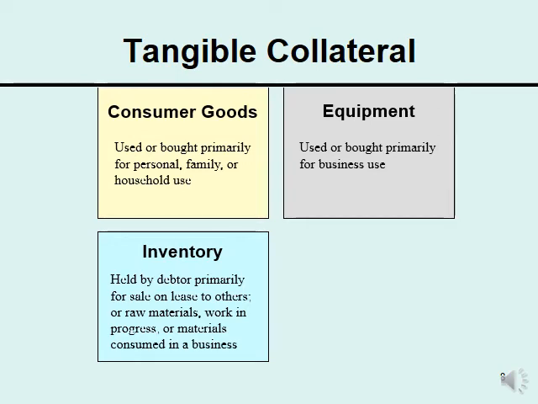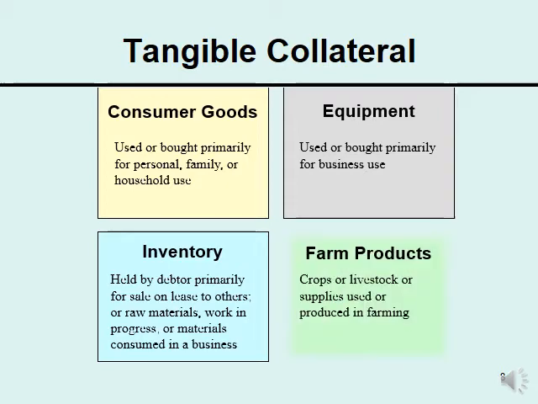The same collateral can be classified in any of these. So a computer that is used for my personal consumption would be a consumer good. A computer that is going to be used to help me run a business or to do work at A&T would be equipment, and if I was going to resell a computer, it would be inventory in a business. And farm products would be crops or livestock or supplies used or produced in farming, but I would not worry so much about that one.